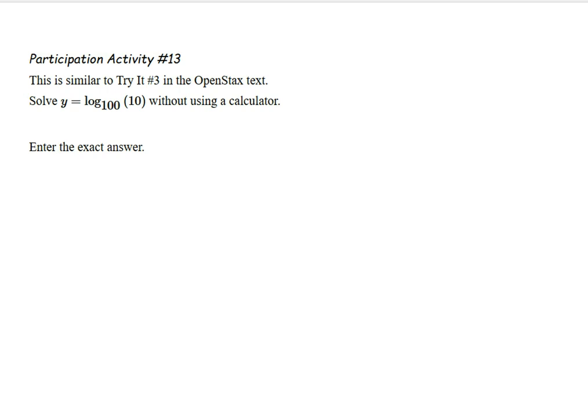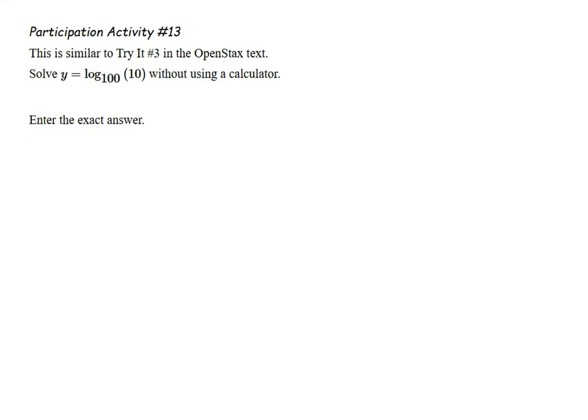This one says they want you to do this without a calculator. So they want you to think it through exponentially. Of course, if you're at home, I don't know what you're doing. But actually, it depends on the calculator. Some calculators, you might be able to figure this out.